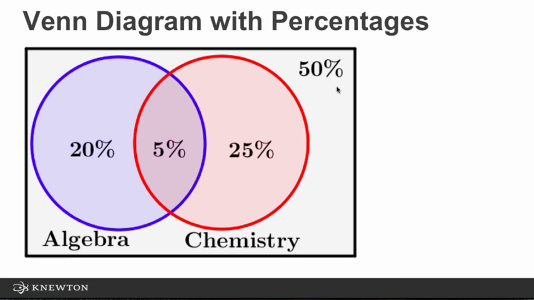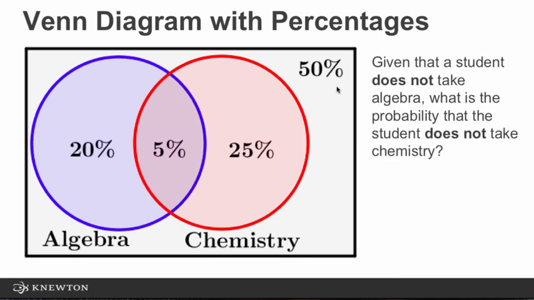And again, our calculations will be almost identical. We just have to deal with percentages instead of whatever the units of the sample were before. So as an example, suppose we're given that a student does not take algebra. What is the probability that the student does not take chemistry? So, just like before, we want to focus on the region that is given to us. If we did not take algebra, we have to be outside of the algebra circle. So that's going to be out here.